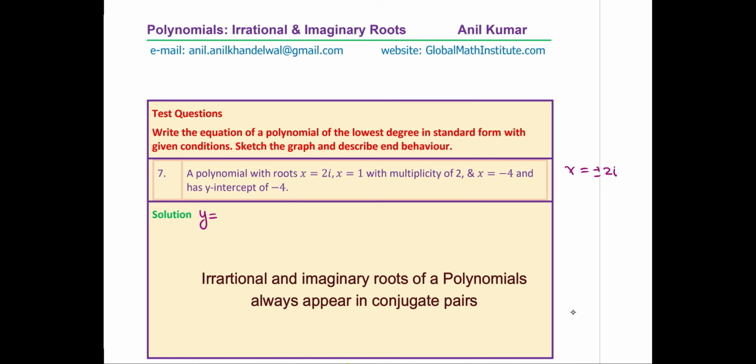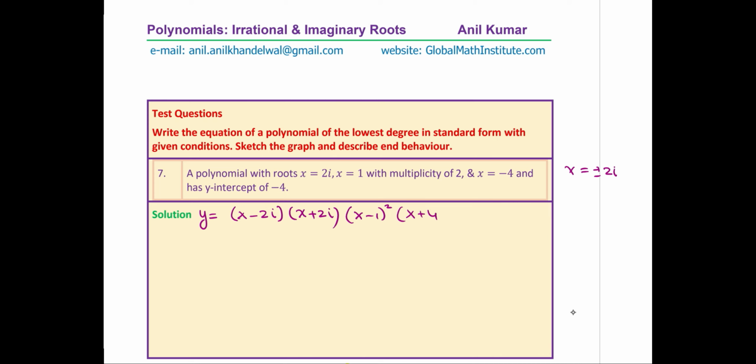So the factor for this will be what? x minus 2i and x plus 2i, correct? So that gives you the first factor. Then x equals 1 with multiplicity of 2. That means (x minus 1) squared, and x equals minus 4 means x plus 4 is another factor. And we know the y-intercept this time is minus 4. Let's write a here to figure out what the y-intercept could be.